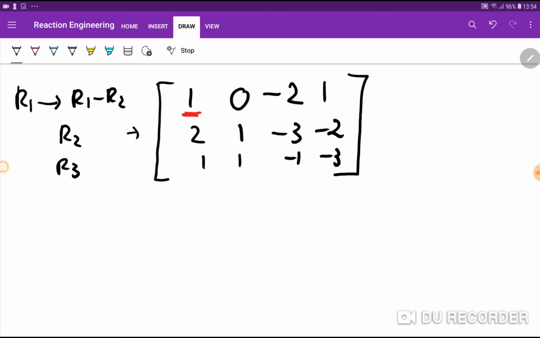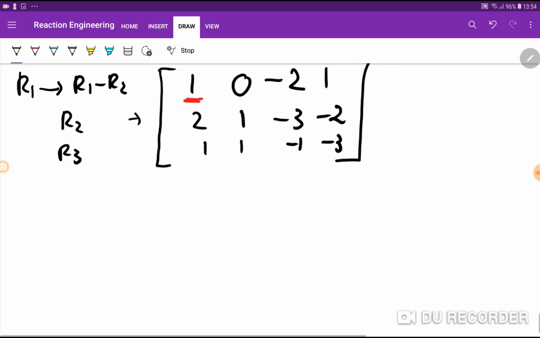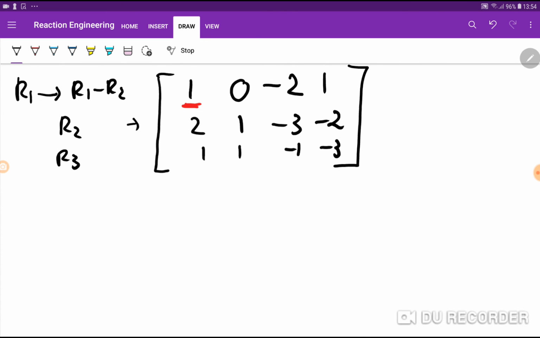Now you clean everything below it. Clean every row below it, make sure it is 0, and we're talking about the first column. So how do we make this 2 become 0? Simple. I'm going to replace R2 with 2R3 minus R2.